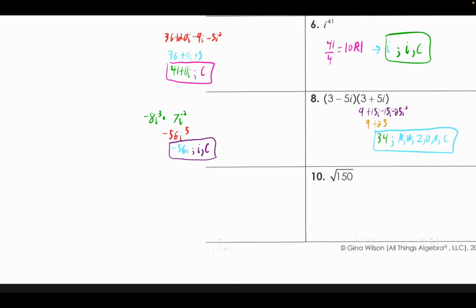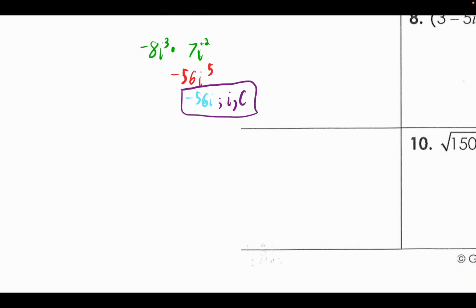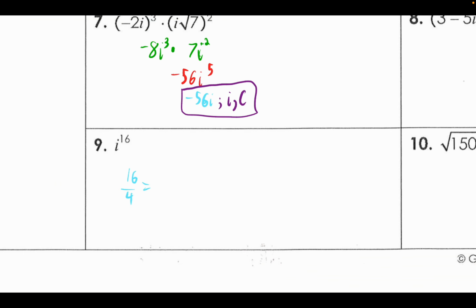Number 9, i to the power of 16. So we take 16 divided by 4. Once again, do not care about anything other than the remainder, really, which is 0. It happens to go into it 4 times before that remainder of 0 happens. And so this is i to the power of 4, which is really just 1. And 1 is a natural number, whole number, integer, rational, real, and complex.